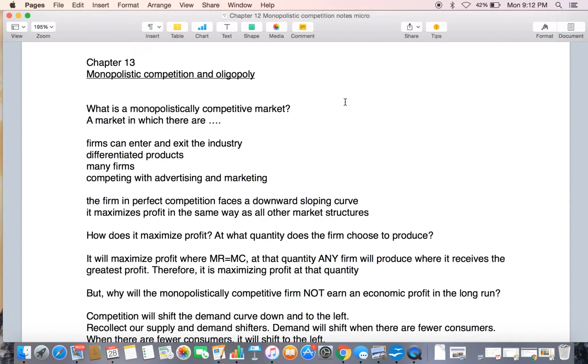they differentiate their product. So monopolistic competition on the spectrum of firm market structures would be somewhere in between perfect competition, which would be a homogeneous product that's produced by many firms. They have little to no pricing power and they are a price taker. And on the far other end of the spectrum, we have monopolies that produce a unique product in which they dominate the entire market and they are price makers. So monopolistically competitive firms fall somewhere in between.